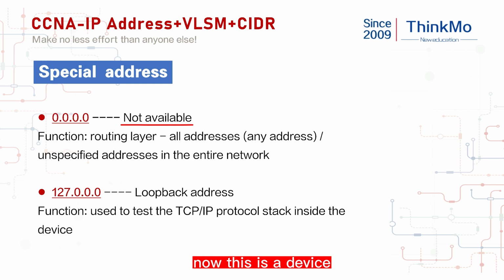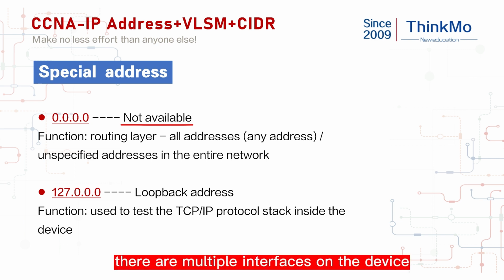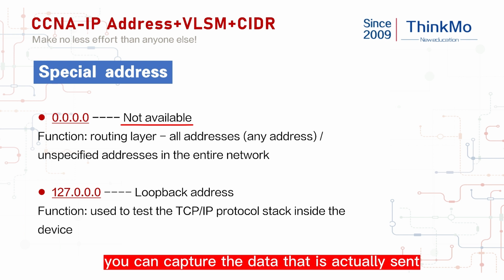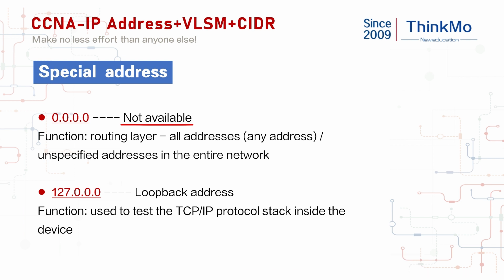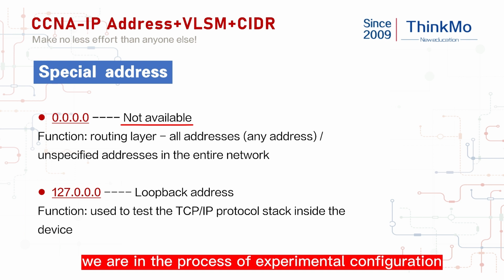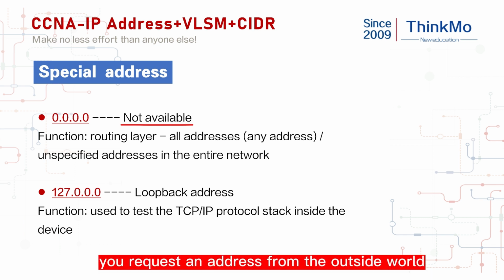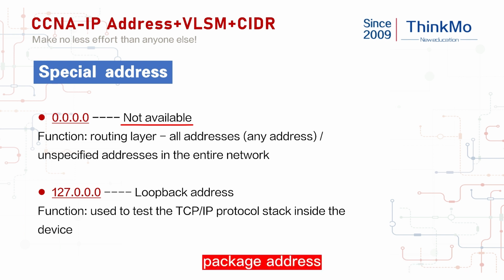For example, now this is a device with multiple interfaces. An interface always transmits electrical signals to the outside world. Then we can use another port to enable port mirroring, and you can capture the data that is actually sent. In the future, during the experimental configuration, I can show you. For running such a protocol, the first time you request an address from the outside world, you package an address.